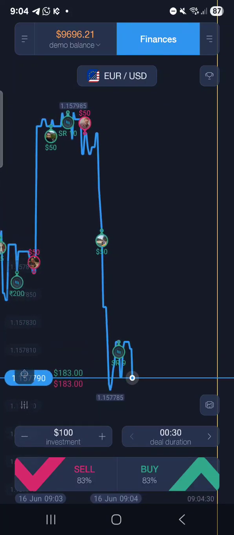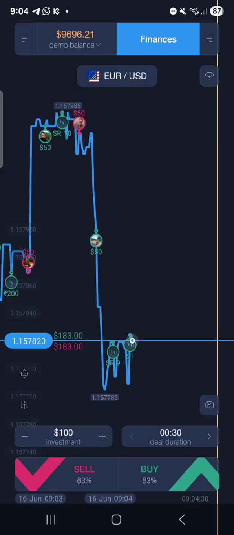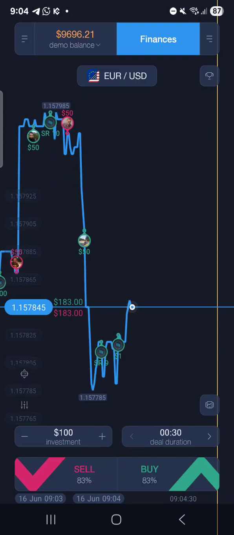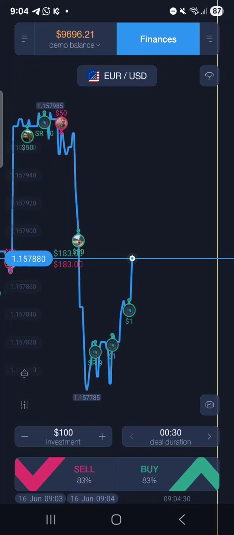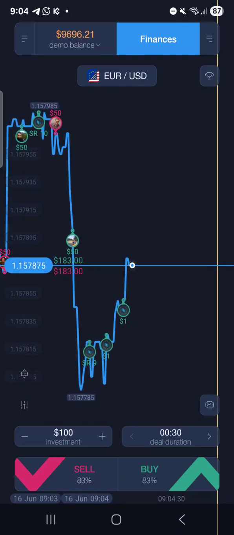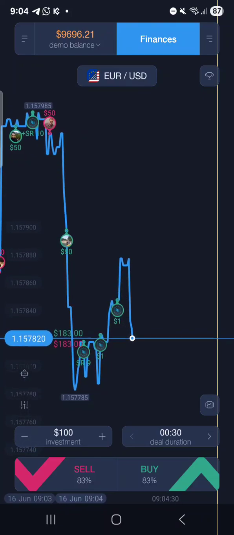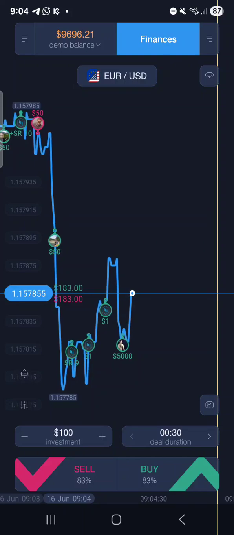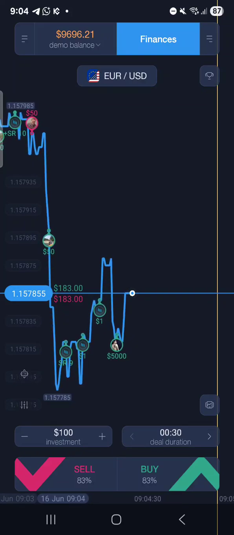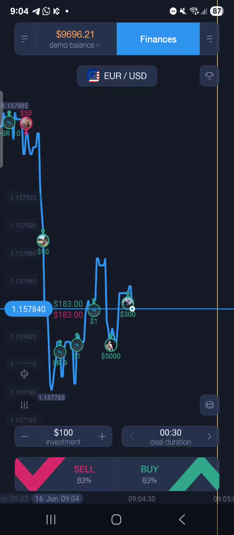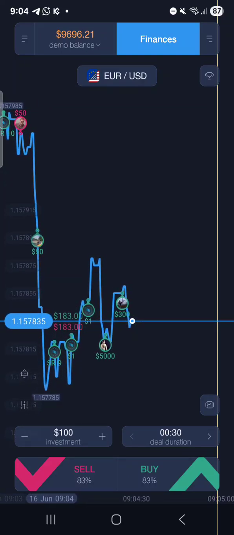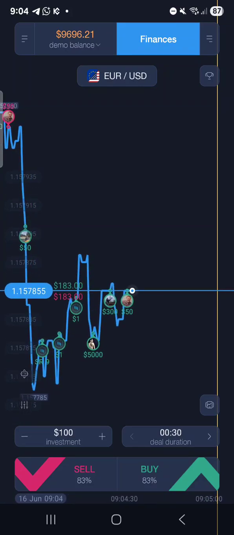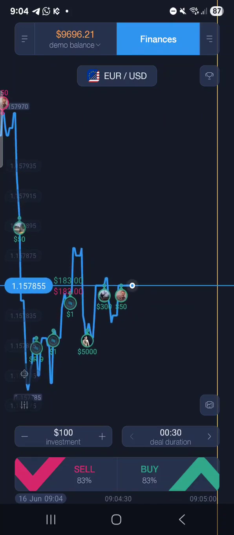Let me explain. Assuming I enter this trade now with $100 and I choose buy for 30 seconds. If the trade ends above my entry at the end of 30 seconds, it means that I'm going to make 83% profit on my money. 83% of $100 is $83. It means I'm going to make an extra $83. That's what this 83% means. But if it goes wrong, I'm going to lose the $100.